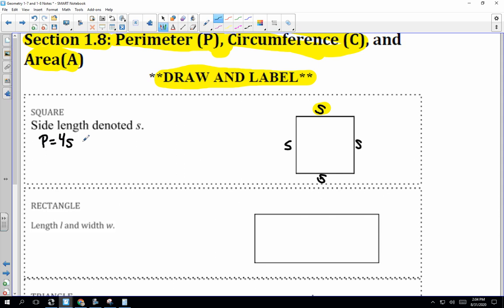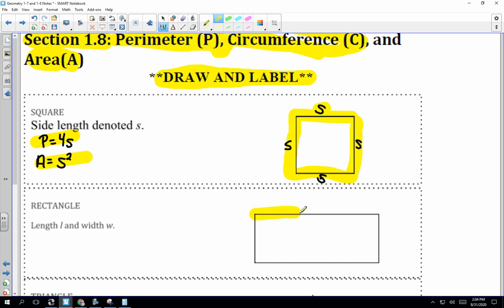If you don't remember this and you just remember perimeter, add all the sides together, that will get you into the same boat as going 4S. Our area is the side squared. Remember, squared just means side times side. So it's one side times itself. Okay, make sure you write those down, my darlings. Get that, and we do want the square as well.